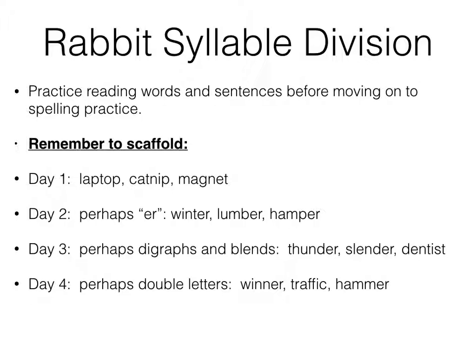The difficulty with double letters is that in English, we cannot hear both of the letters. For example, in the word winner, I only hear the N once. This is problematic for students for spelling. However, it's incredibly easy for reading because they just find the same letter and divide the word into syllables there.